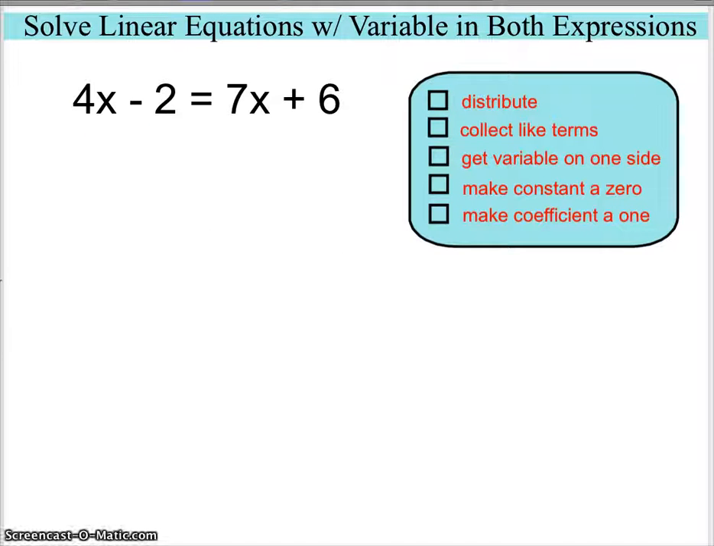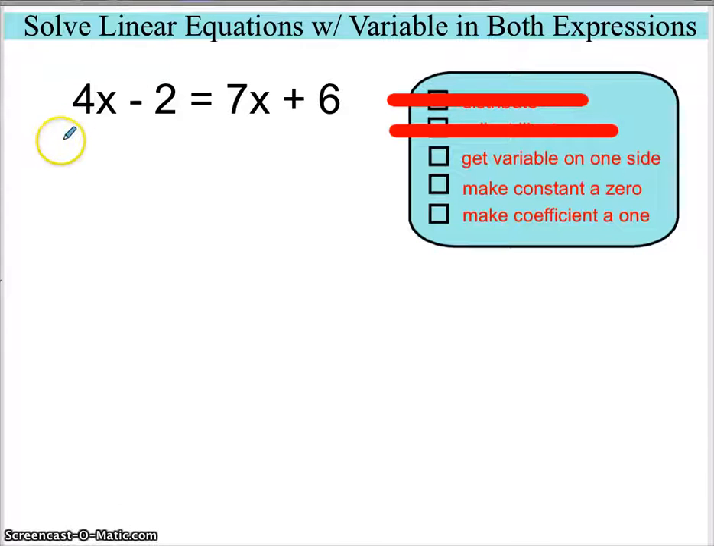So in this case, you'll notice that we do not have to do any kind of distribution. There's no grouping. This side is simplified and the other side is simplified, so there is no collecting of like terms. But we do want to get the variable in just one expression, on one side. And what we're going to do is make one of these variable terms a zero. We're going to make creative zeros using either the addition or subtraction property of equality.